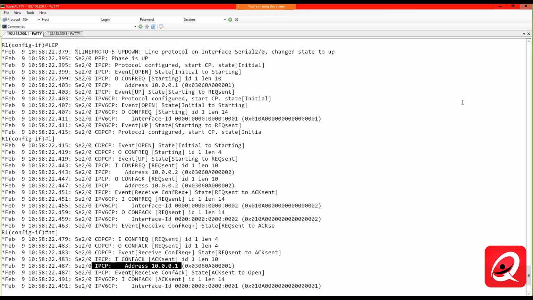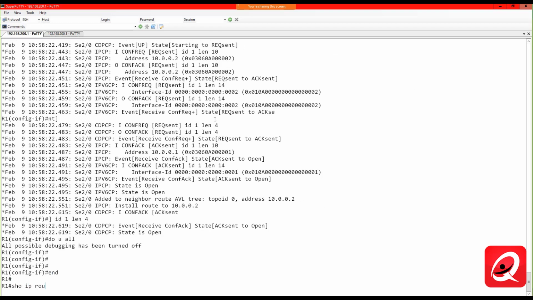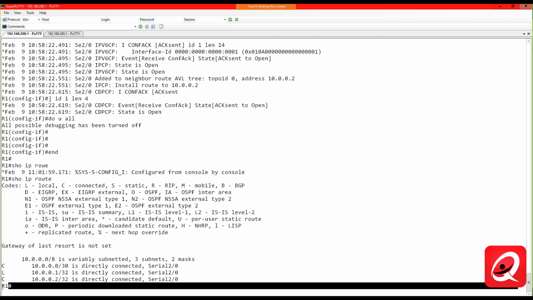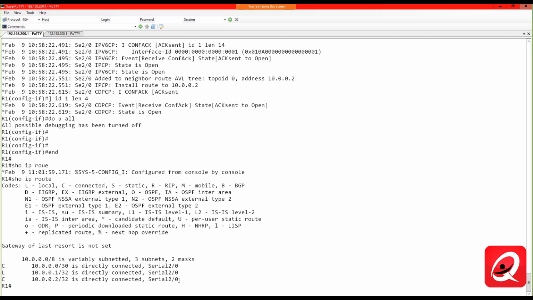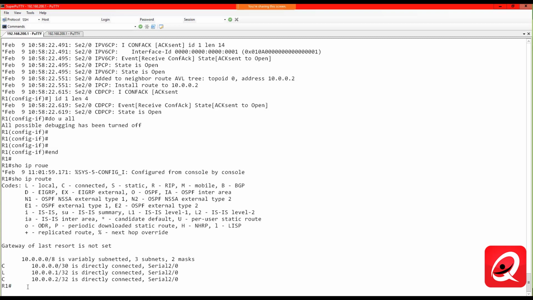But I want to show you something else that happens with this PPP process. If I do a show IP route, you will notice that the router, this is the left router, inserts a host route for the other side of the link. Remember, this is a data link layer protocol. It's not a network layer protocol.